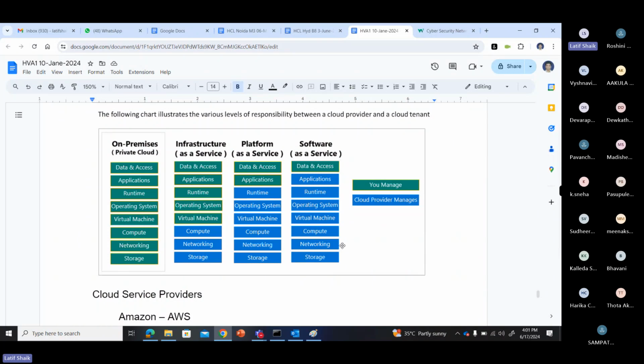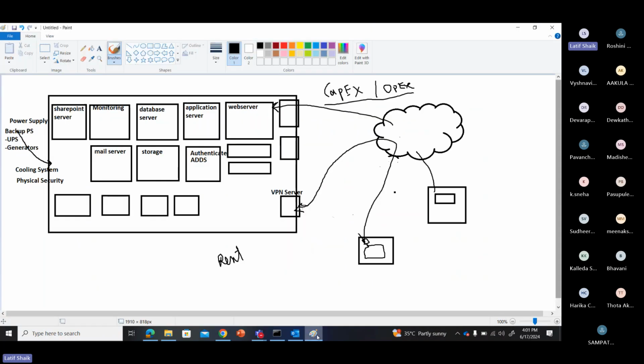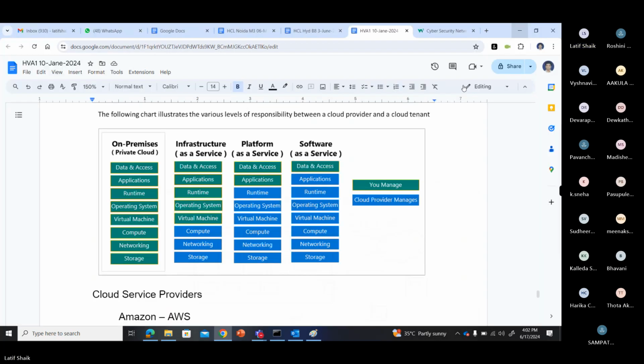Guys, you're running an application in your own infrastructure or in your own private cloud. Your organization has to maintain the storage, network, compute, virtualization, operating system, runtime environment, application, updates, everything, which has to be maintained by the organization only.